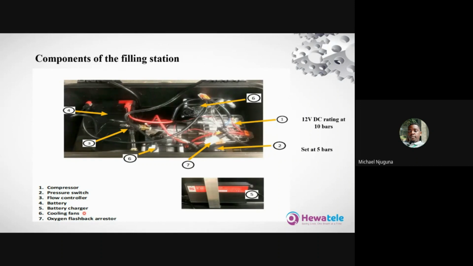Number 7 is the oxygen flashback arrestor. So while filling the reservoir tank, you don't want oxygen to go back into the system. So that feature is responsible for making sure that oxygen does not go back into the system once it has been received in the reservoir tank.